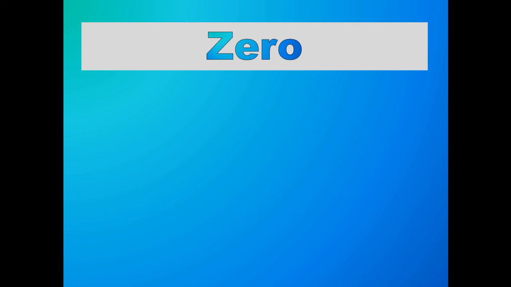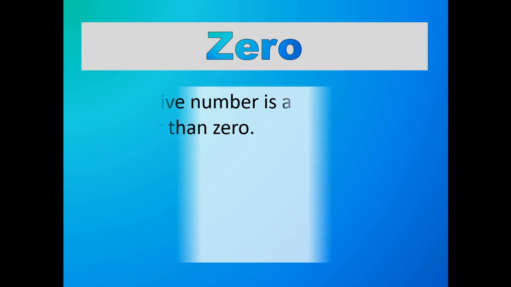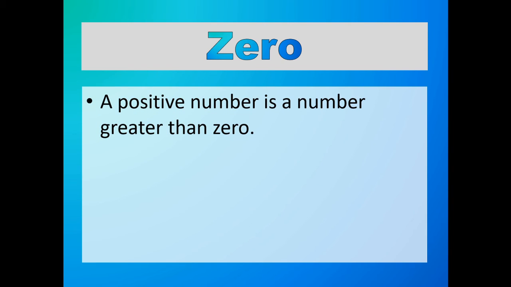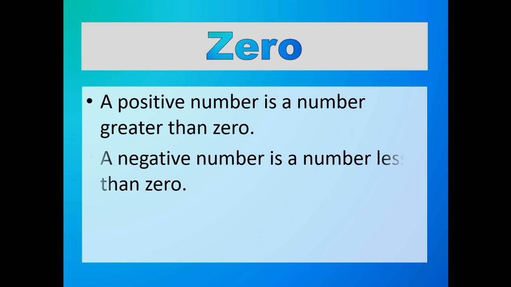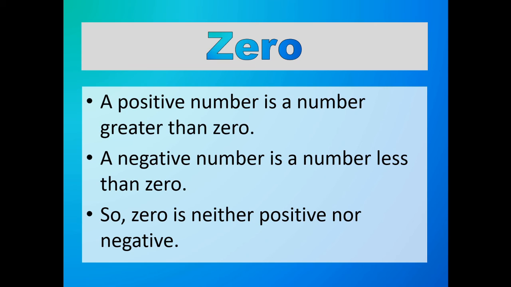0. 0 is a very important number in math. I have a whole set of videos, this set of videos, dedicated to 0. A positive number is a number greater than 0. A negative number is a number less than 0. So this means that 0 is neither positive nor negative. In fact, it's the only real number that's neither one or the other.